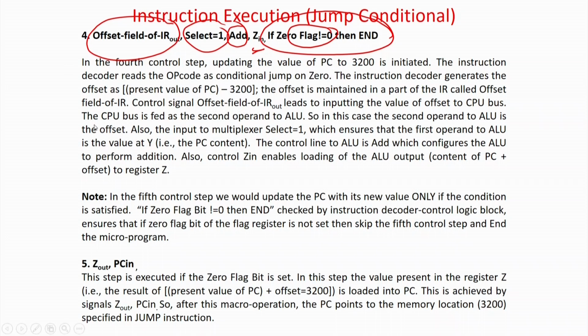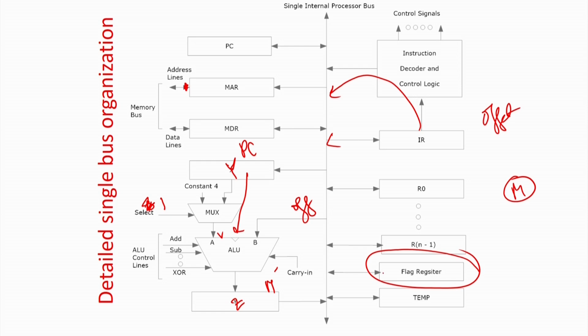So it says that in the 5th control step, we will update the PC only if the condition is satisfied. If not 0, then n is checked by the instruction decoder block, and then it skips the next step, or actually it ends the microprogram. Skipping is not a proper word in that sense. So the instruction register in this case will just check the 0 flag. In fact, this is an input to the 0 flag. In fact, this one is actually an input to the instruction decoder, or we can have a connection over here. I am not going into inner details because it will make it more complicated, but the idea is very simple.